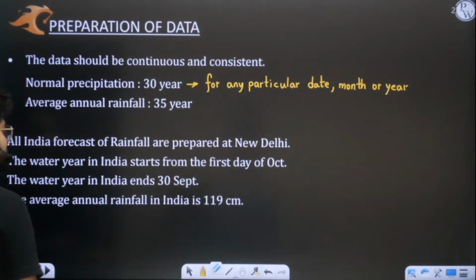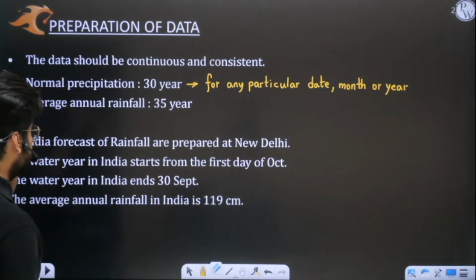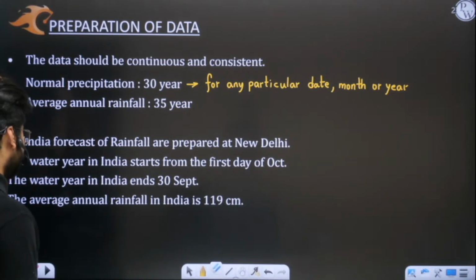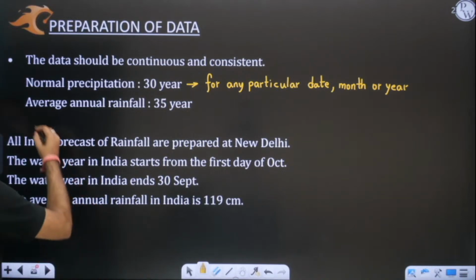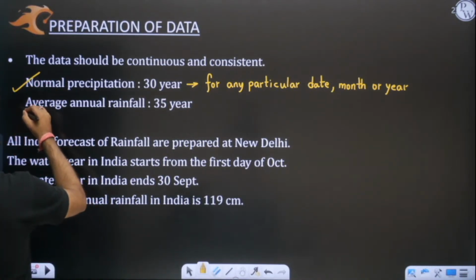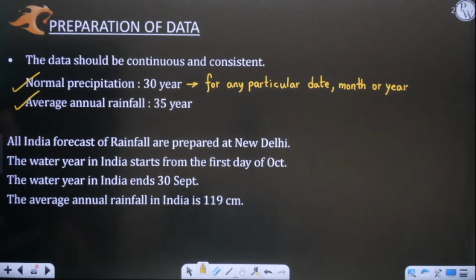Basically it gives you the trend. Ultimately it gives you the trend for a given station. That is your normal precipitation. I hope this is very clear to you. So this normal precipitation thing and average annual rainfall thing, I hope is very, very clear to you.